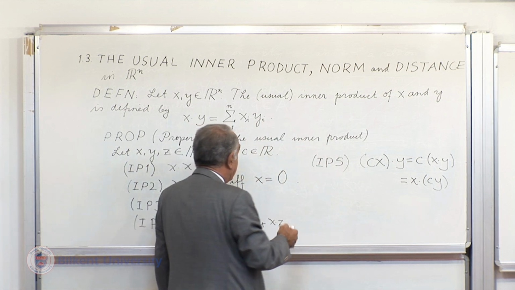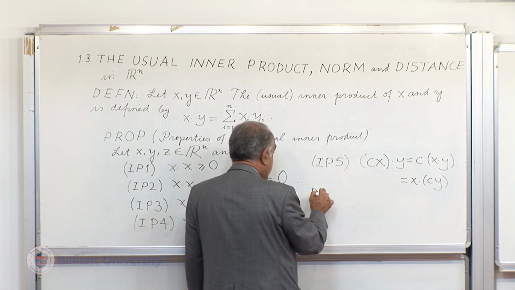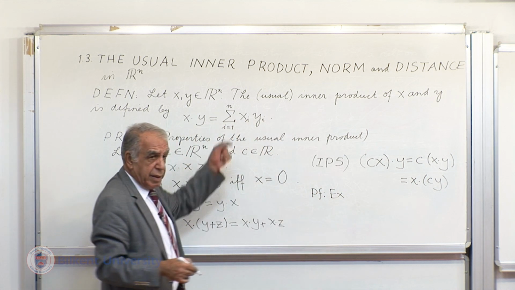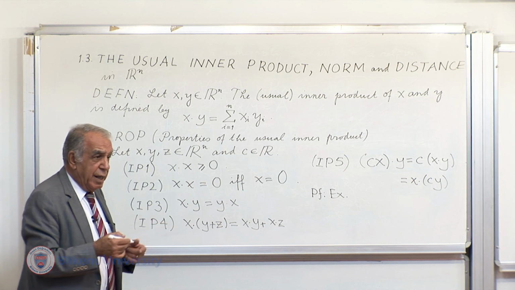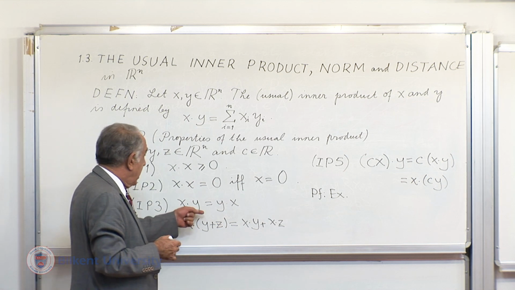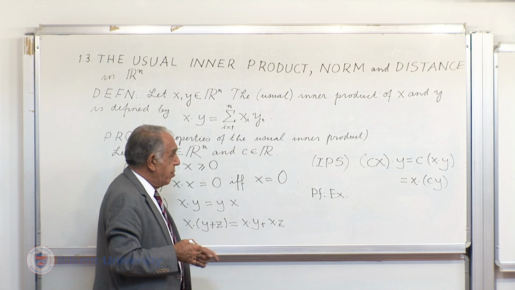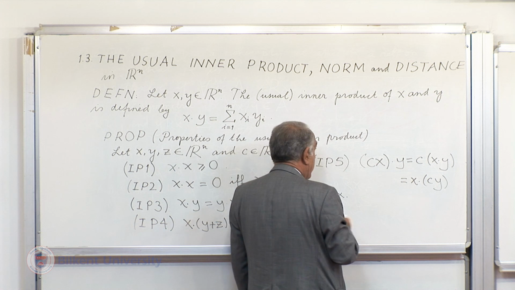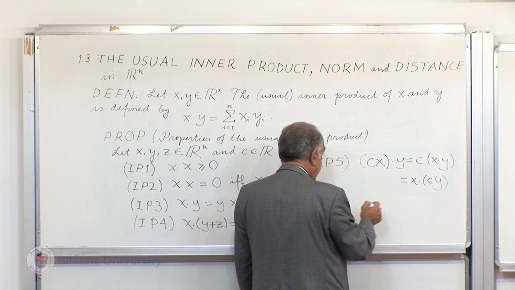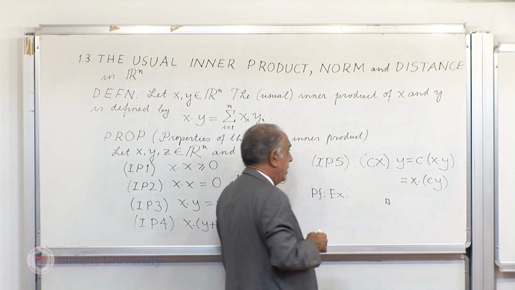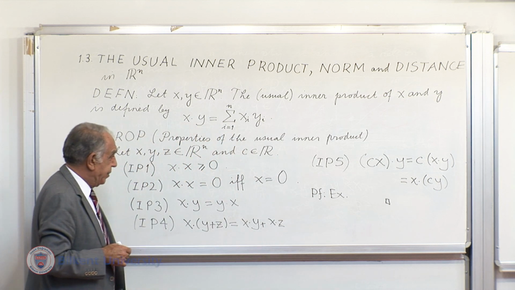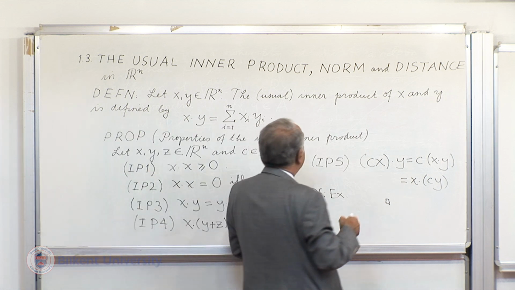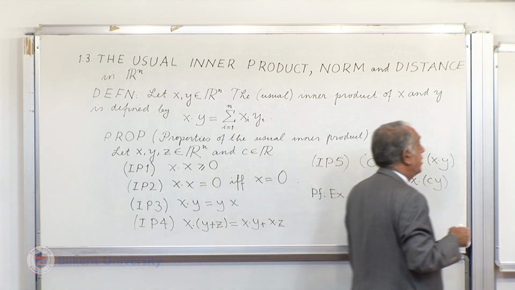Well, in fact, we have gone through most of the proof, so it's an easy consequence of this definition, and it's based on the fact that multiplication is distributive, and here multiplication of real numbers is associative. Okay. Here, that's the usual inner product.